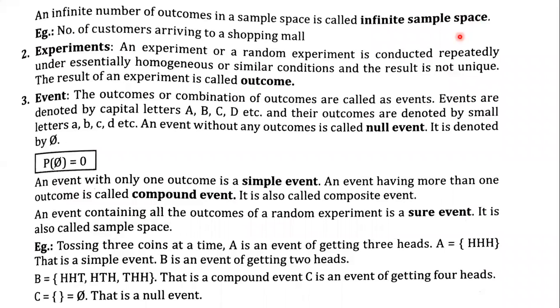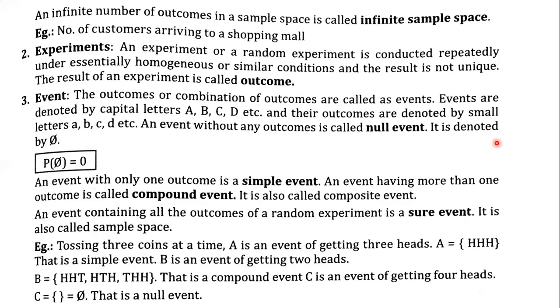Okay. Next, an event with only one outcome is a simple event. Whenever there is a head or a tail, that is only one outcome. When you toss a coin, you will either get a head or a tail. When you roll a dice, you will get only one number. You cannot get more than one number, right? So that is a simple event. No complication, very simple, you will get the result.